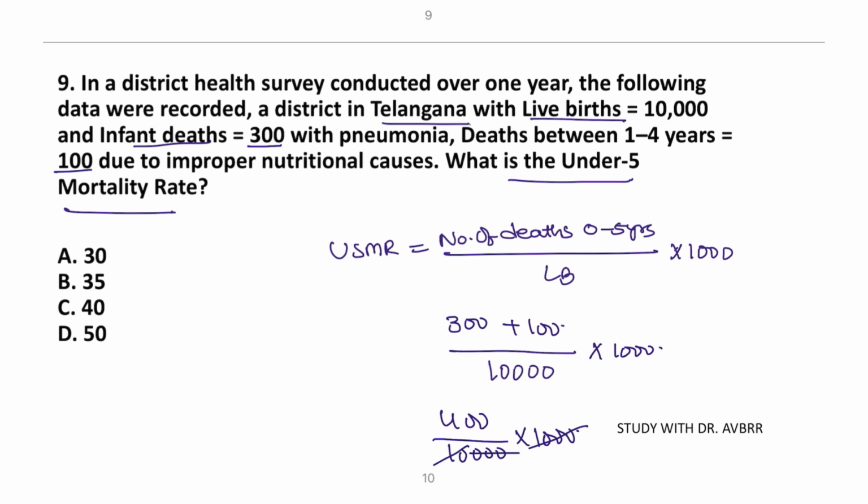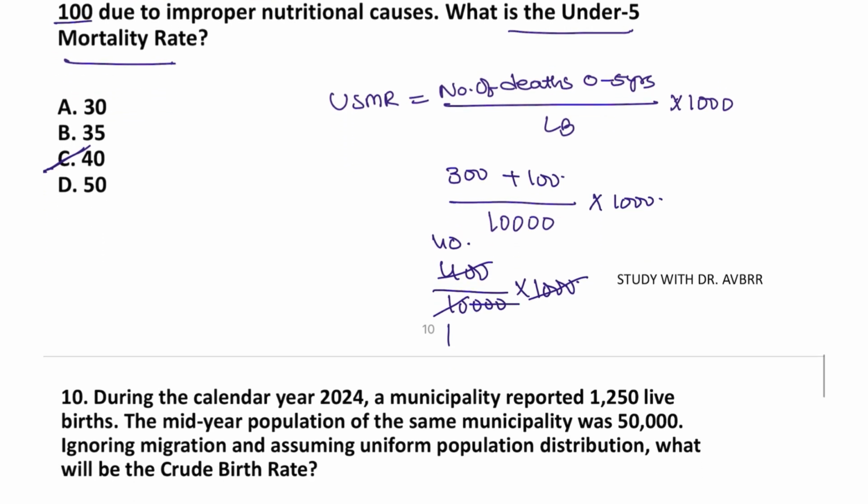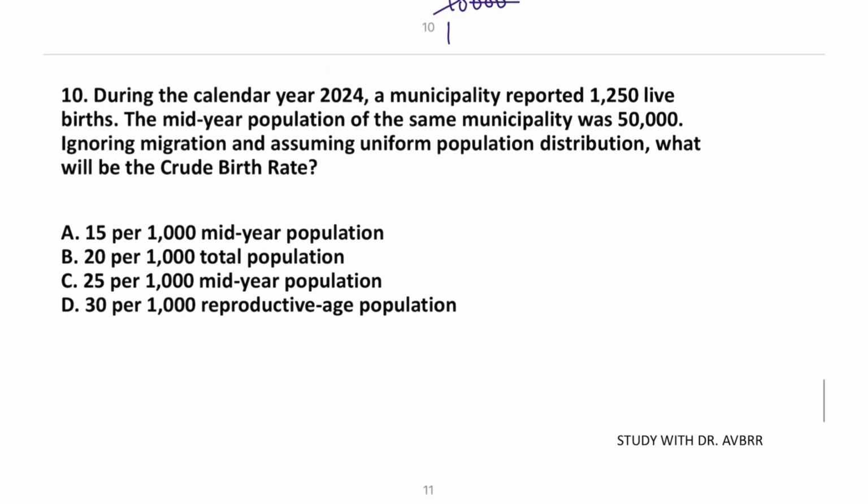1000 cut 10 ones are 10, and 10 fours are 40. This is around 40. You are going to get the answer as 40. Next, here we are looking for the crude birth rate. Crude birth rate is what we have to look at here. So number of live births by mid-year population. We take the mid-year population at July 1st. We will be taking it into 1000.